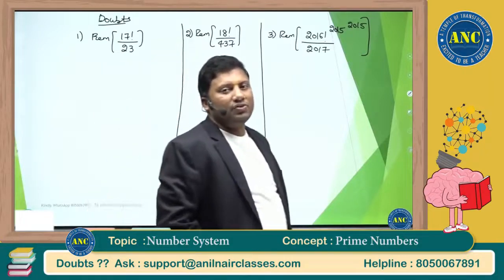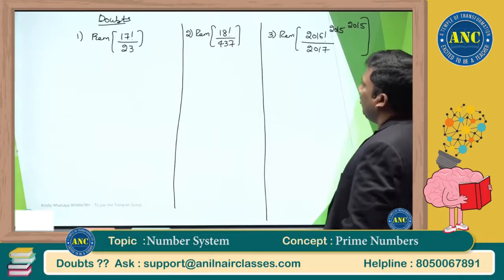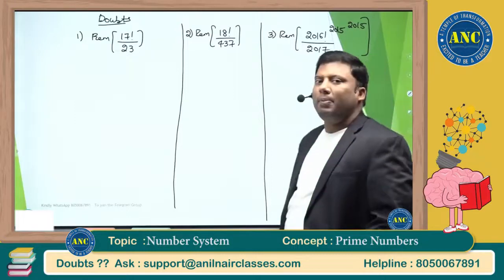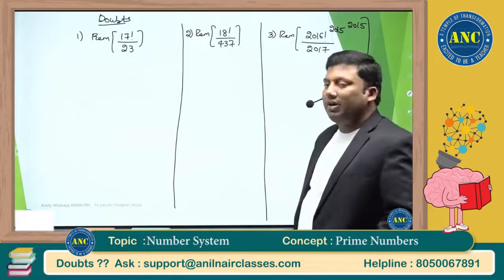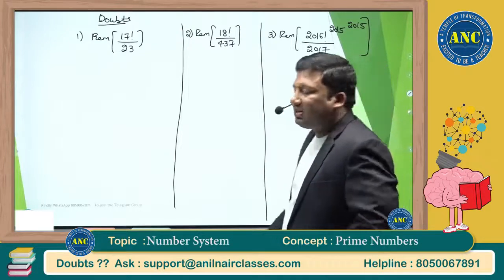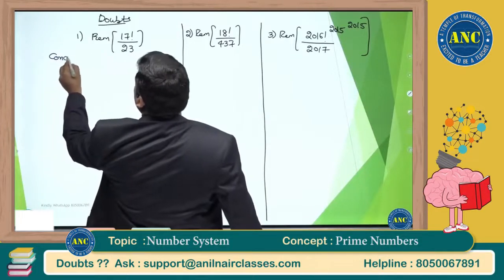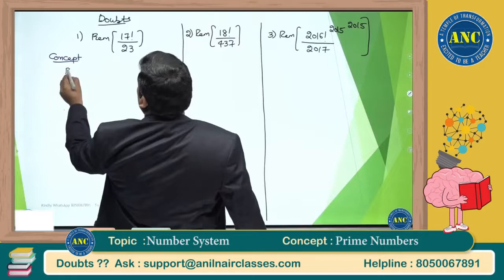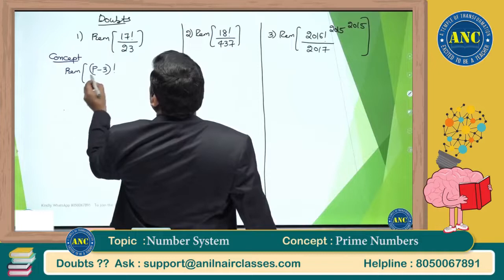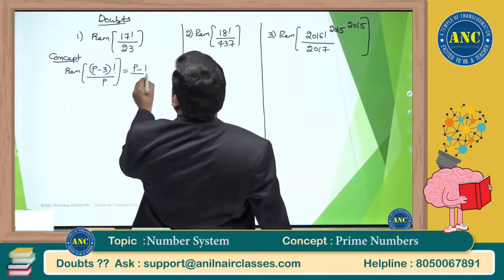17 factorial by 23. What is the remainder? 18 factorial by 437. What is the remainder? 2016 factorial power 2015 power 2015 divided by 2017. Now see here, one by one we will solve these questions. 17 factorial by 23. Now, what is the concept that we discussed yesterday? We discussed that if it is p minus 3 factorial divided by p, the remainder is p minus 1 by 2.